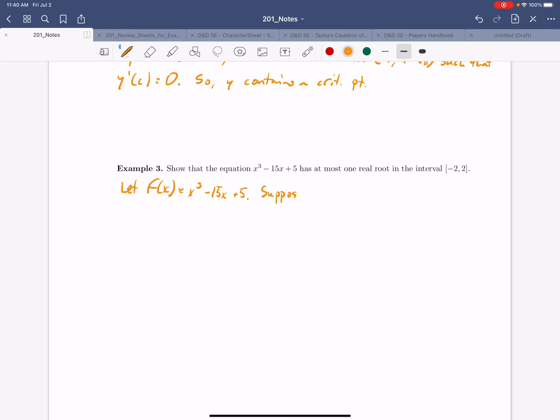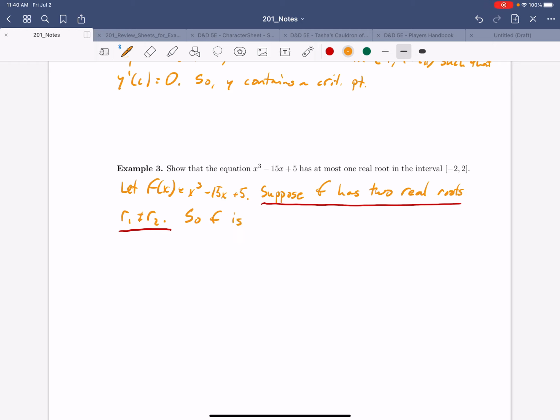Suppose f has 2 real roots, R1 and R2. Maybe I'll write it like this: 2 real roots, R1, which does not equal R2. Okay? We are assuming the thing that's wrong. I'm going to underline this in red because this is wrong. Right? We are assuming something that is wrong. Okay?